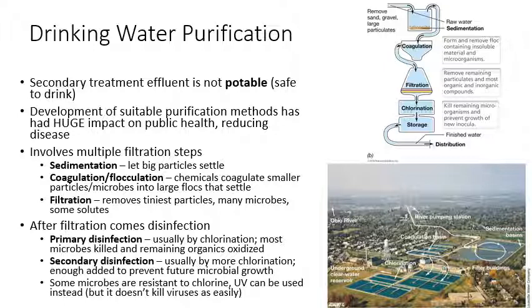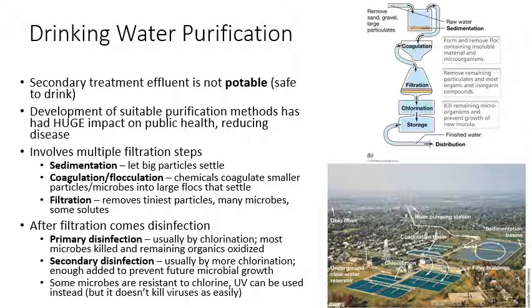Also, if there's any organic compounds that are still left in this water, those are going to be oxidized by the chlorine. And that process consumes the chlorine, so the amount of chlorine that you added when you initially did the primary disinfection is not the amount of chlorine that's left in the water when the primary disinfection is over. You're not going to have very much chlorine left over after this process. And that's the reason why you do the secondary disinfection, in which you just add more chlorine.